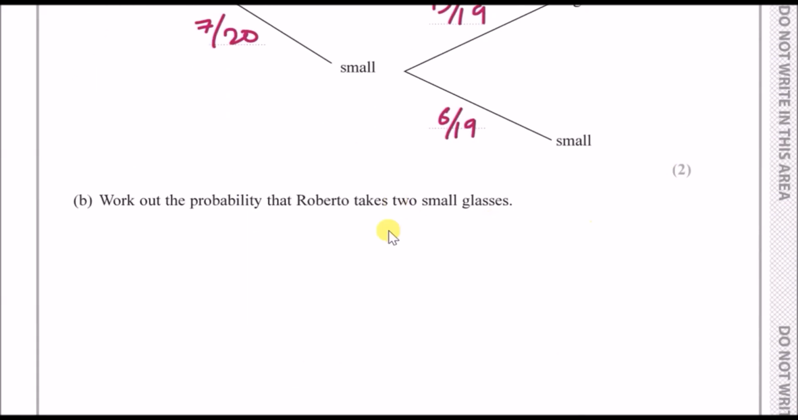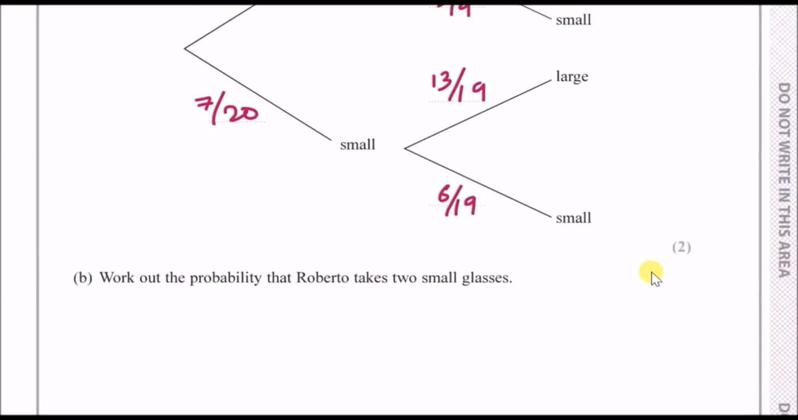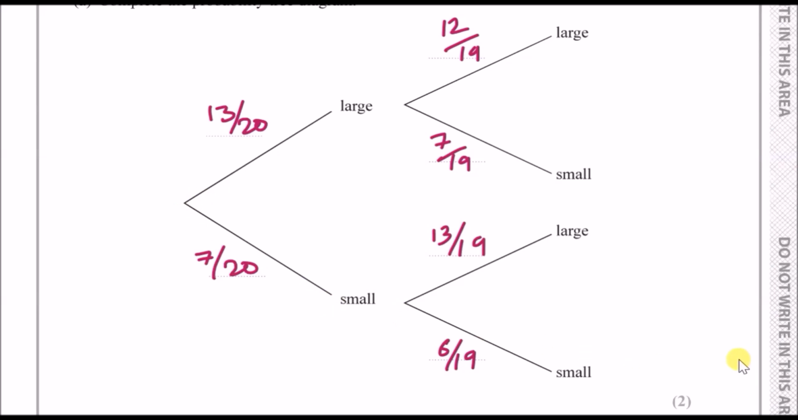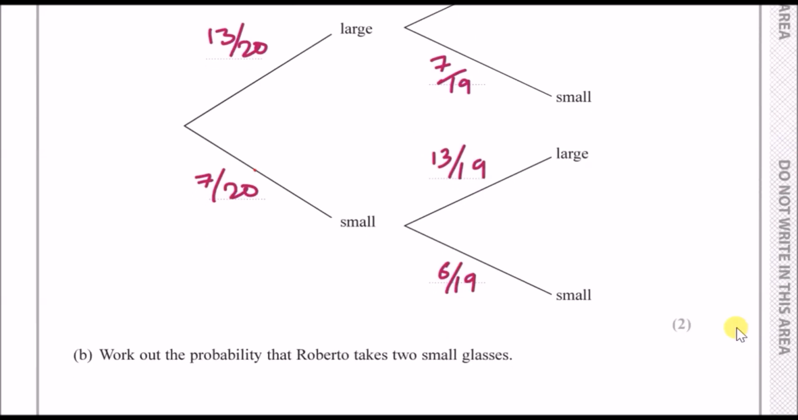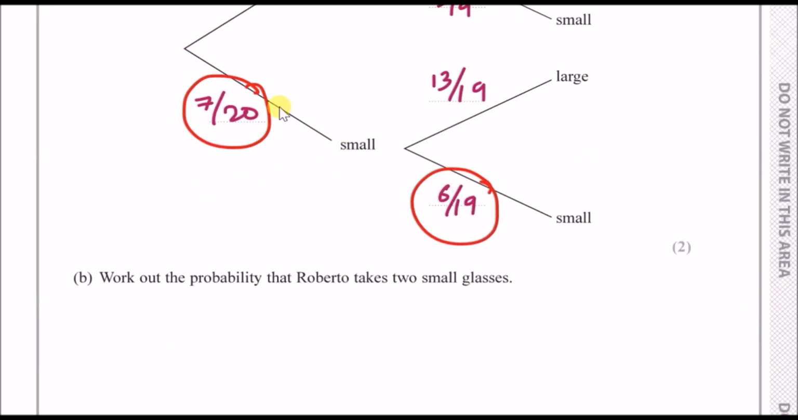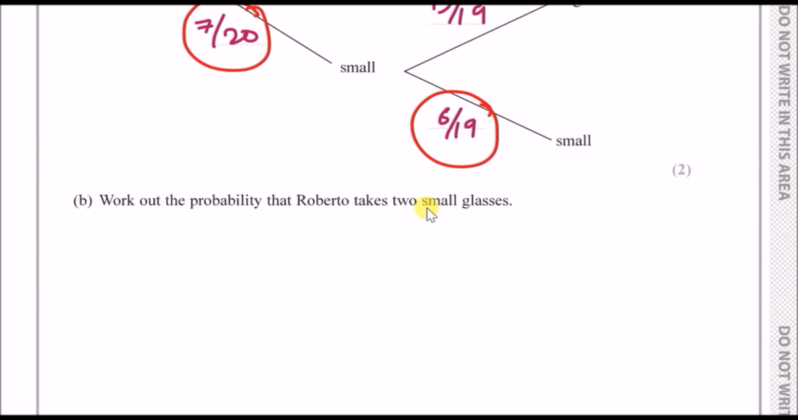Now for B, work out the probability that Roberto takes 2 small glasses. So to take 2 small glasses, just follow the tree where it says small, small. So you take a small with a probability 7 over 20, and the small again, the probability is 6 over 19. And when you're going through the same tree, when you're chaining things together, you always multiply them, guys, yeah?